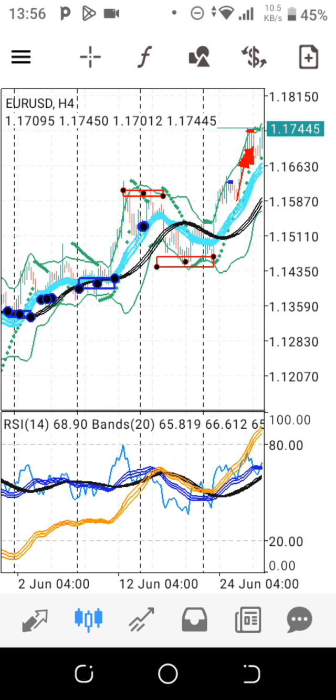I trade consolidating candles. That's what I trade. So why consolidating? The reason I trade consolidating is because, one, there you can minimize risk.